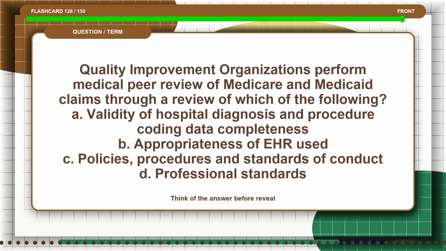Flashcard 128. Quality improvement organizations perform medical peer review of Medicare and Medicaid claims through a review of which of the following? A. Validity of hospital diagnosis and procedure coding data completeness. B. Appropriateness of EHR used. C. Policies, procedures, and standards of conduct. D. Professional standards. Think of the answer before the reveal.